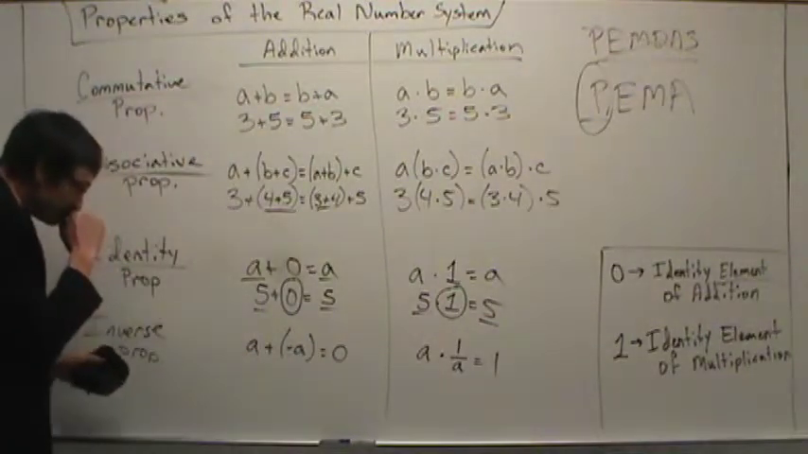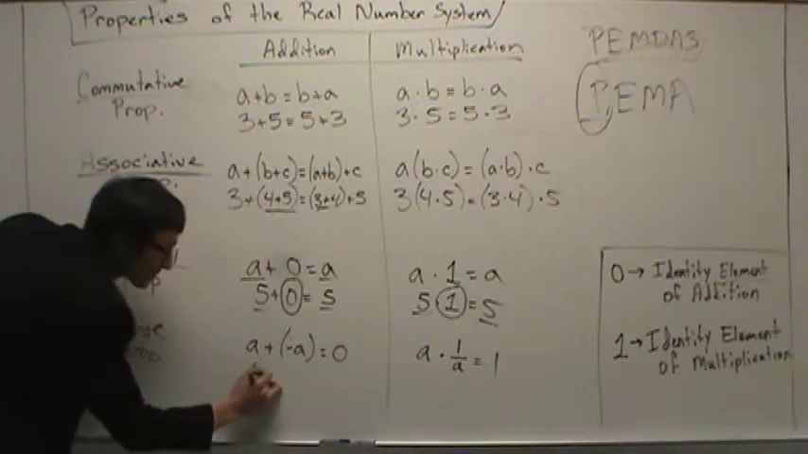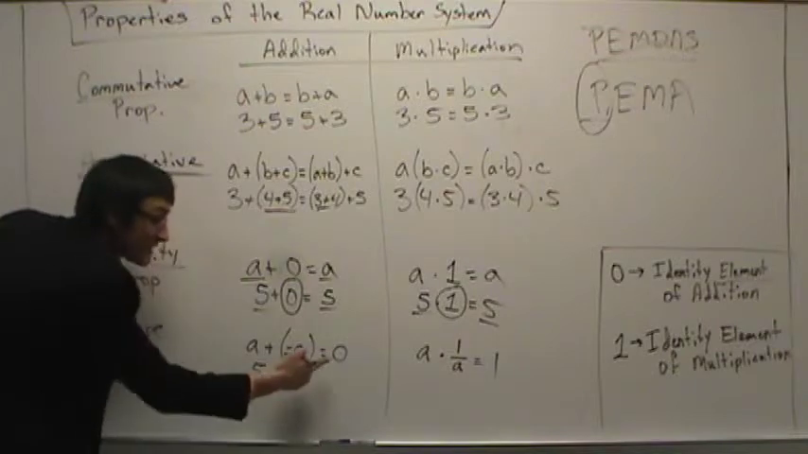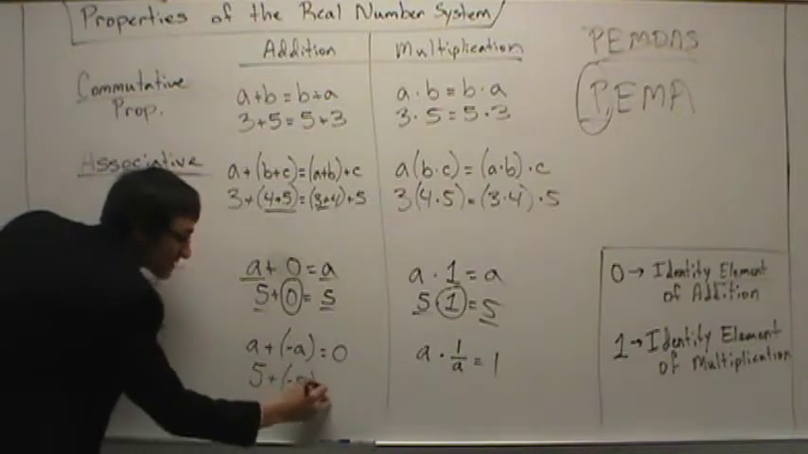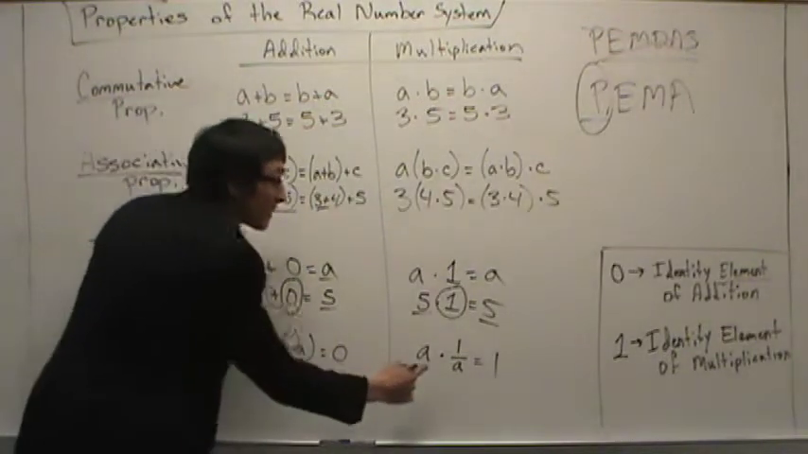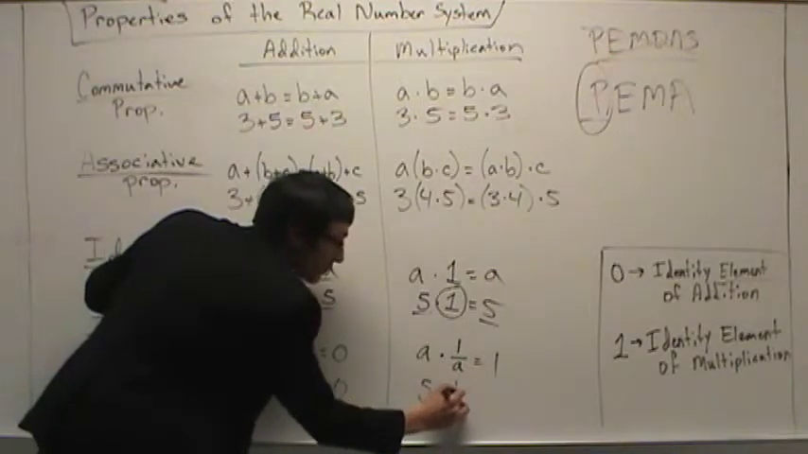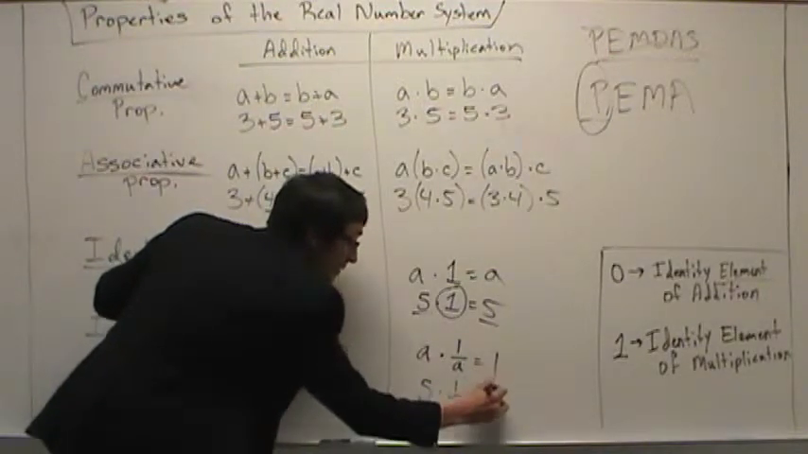So inverse says that if you have a number 5, what you have to add to it to get 0, you add negative 5. So 5 plus negative 5 is 0. Inverse property of multiplication says that 5 multiplied by 1 over 5 gives the identity element 1.